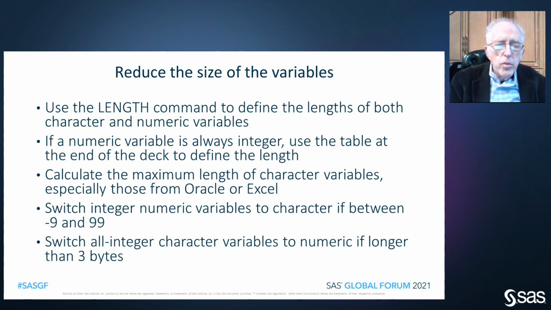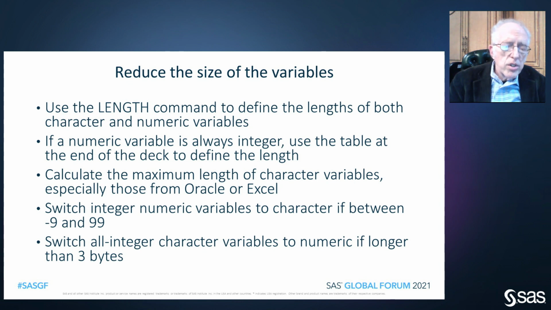Now, you can take an integer numeric variable and switch it to character if it's between -9 and 99, because as that chart in the back shows, the smallest numeric variable you can have is 3 bytes. So if it's less than that, you can go to a character variable. Now -9 is the smallest you can get on the negative side because the minus takes up space in a character variable.